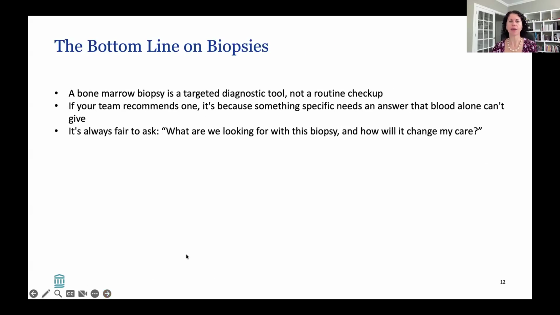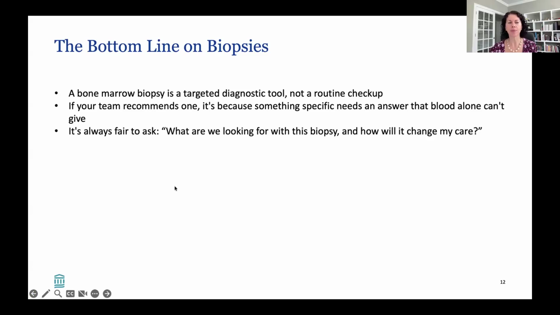So bottom line, bone marrow biopsy is a targeted, important diagnostic tool. It's not something we do routinely otherwise. It's not something that we say, oh, it's been 3 years, it's time for your bone marrow biopsy. No, like I said, we do it for diagnosis, and then we repeat it as needed if things are changing. Blood counts are going down significantly. The spleen is growing a lot, and there's concerns.